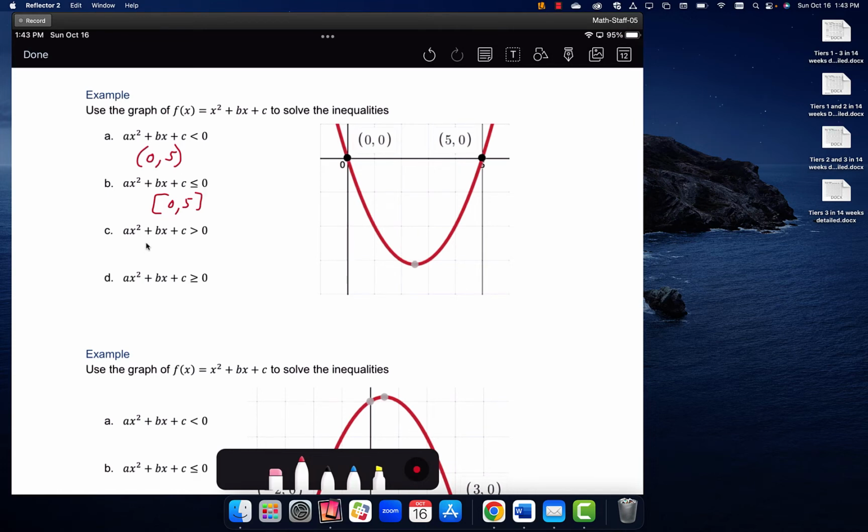In example C, we're asking where is the quadratic greater than 0? In other words, where is it above the x-axis? This piece here, this tail end, is above the x-axis. That is from negative infinity up to 0. And we also have this tail. Notice this tail is above the x-axis. So we have 5 to infinity.